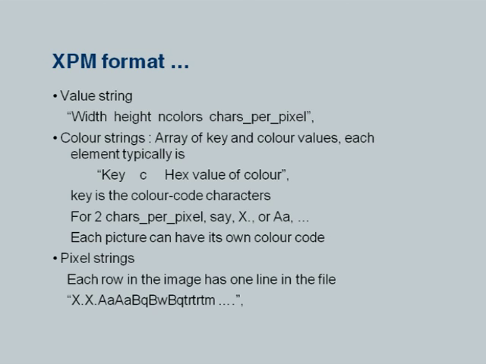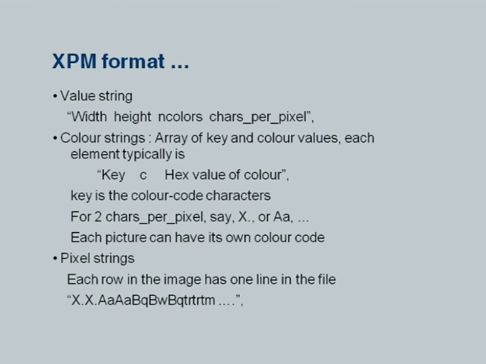And then there are pixel strings. How many pixel strings? Well, if the picture is width number wide and height number of rows, then there will be as many pixel strings as rows. So if height is H-E-I-G-H-T, then there will be height number of rows, and each row will contain width multiplied by the characters per pixel characters. Essentially then, a pixel string is also a string.